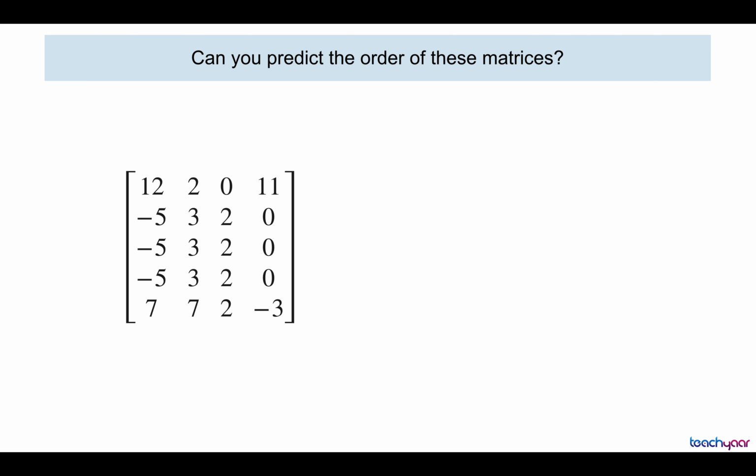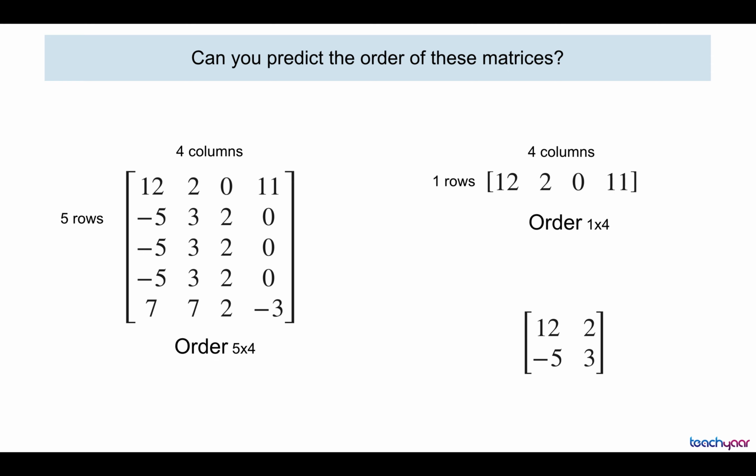Let's now look at an example of that. So you have this matrix. Can you predict the order? It's got 1, 2, 3, 4, 5 rows, and it's got 1, 2, 3, 4 columns. So it's an order 5 by 4. Simple. This one has 1 row, 1, 2, 3, 4 columns. So it's 1 row, 4 columns, order 1 by 4. And obviously this one has 2 rows, 2 columns. So it's order 2 by 2. So that should explain to you clearly what the order of a matrix is.